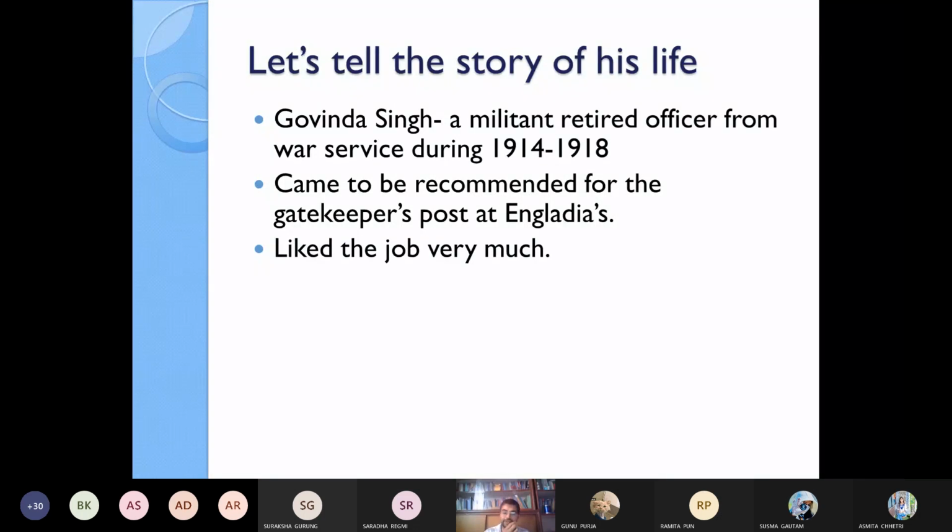And yes, he was very honest. I already told you. That's why he liked the job. Actually, Govinda himself liked the job very much, and he was liked by other people also. Yes, he was given a brown color uniform.